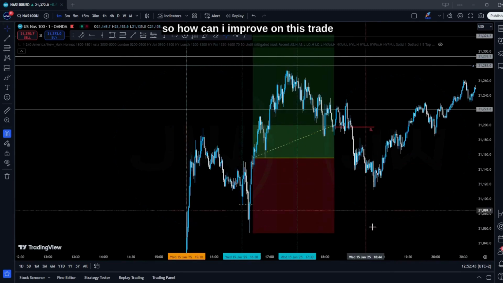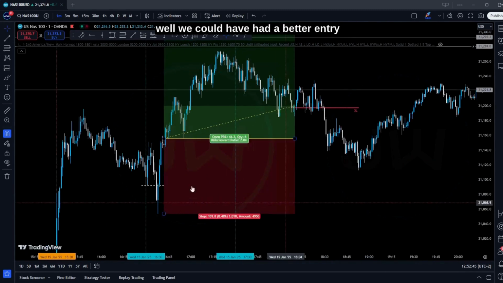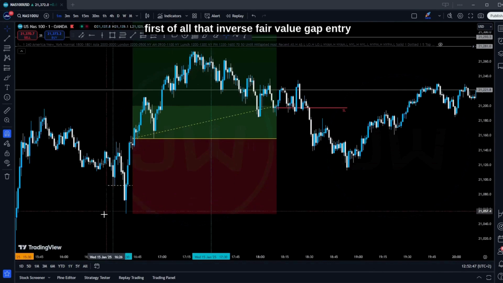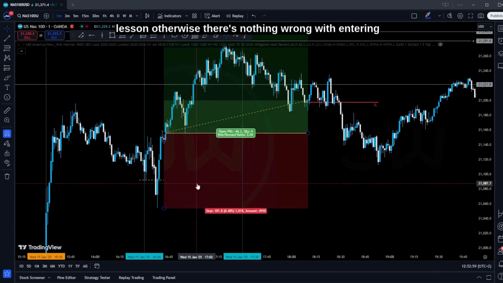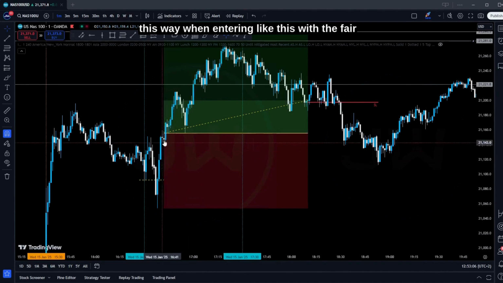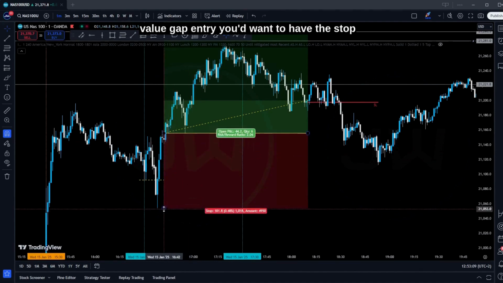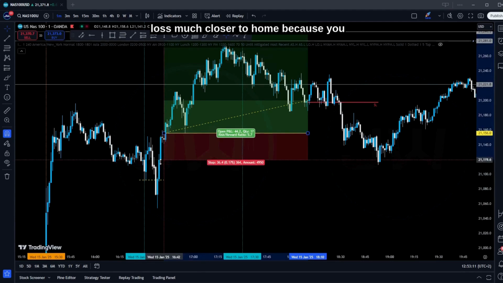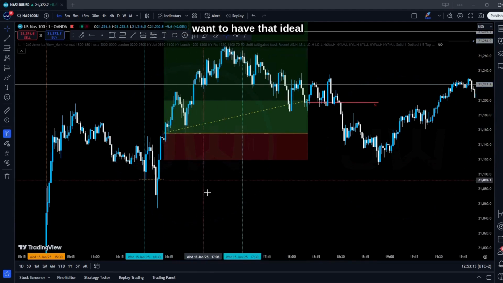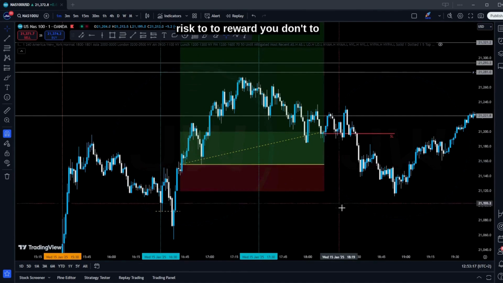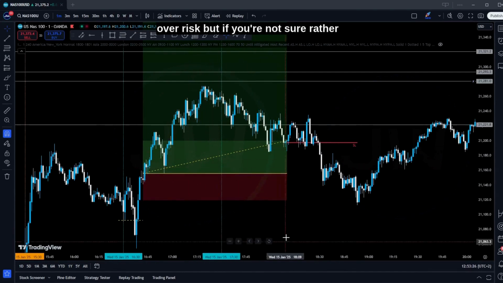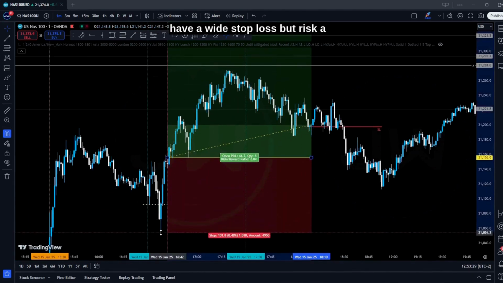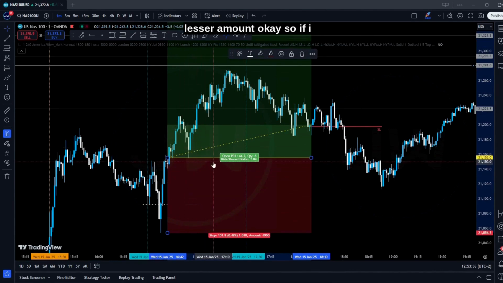So how can I improve on this trade? Well, we could have had a better entry first of all. That inverse fair value gap entry would have been great. That's our first lesson. Otherwise, there's nothing wrong with entering this way. When entering like this with the fair value gap entry, you'd want to have the stop loss much closer to home because you want to have that ideal risk to reward. You don't want to over risk. But if you're not sure, rather have a wide stop loss but risk a lesser amount.